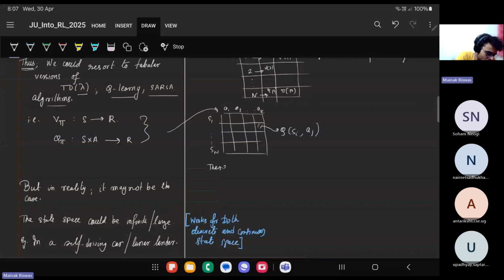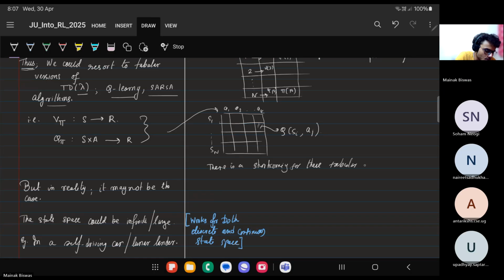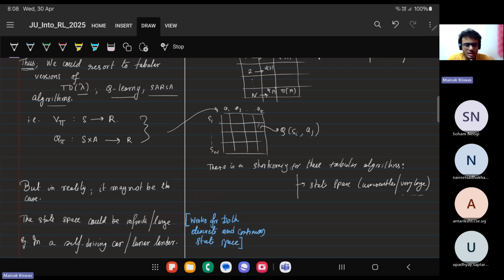There is a shortcoming for these tabular algorithms. So what are the shortcomings? Once your state space becomes infinite or uncountable or even very large, let's consider the case where it's very large.